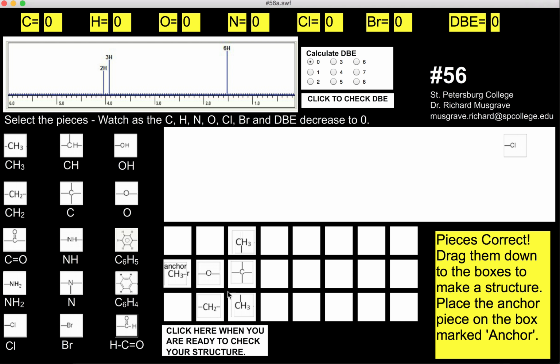I'm going to move things around a little bit because, as I said earlier, since these are both at 4.0 ppm, it looks as though both the CH3 and the CH2 are connected to oxygen. And then that leaves us with the Cl, and the Cl can really only end up going here. So that's how I would decide on the structure.